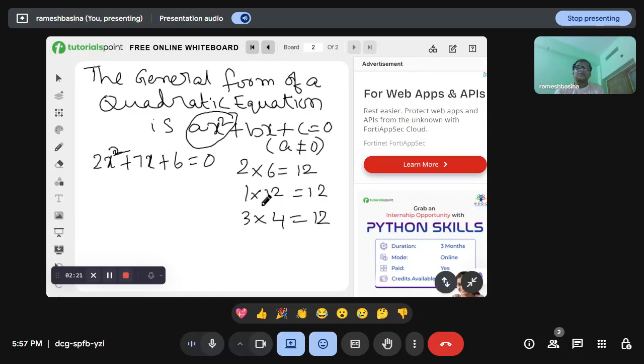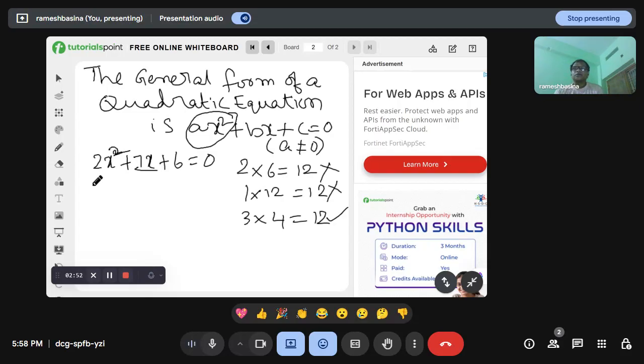Now, in this, which is the suitable factor? When you multiply, you are getting 12, but if you are adding, what is the middle term here? The middle term is 7x, so you have to get 7. In this, 2 plus 6 is 8, so this is not a suitable factor. And 1 plus 12 is 13, but we need to get 7, so this is also not a suitable factor. Next, 3 plus 4 is 7. This is a suitable factor. You have to choose this suitable factor.